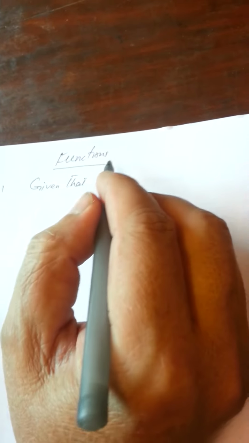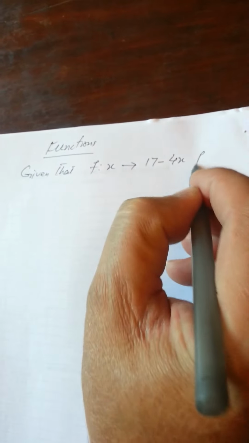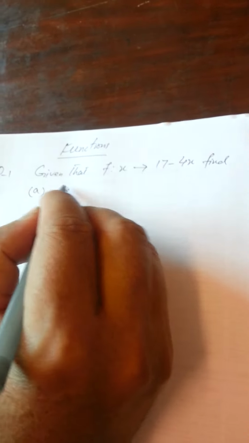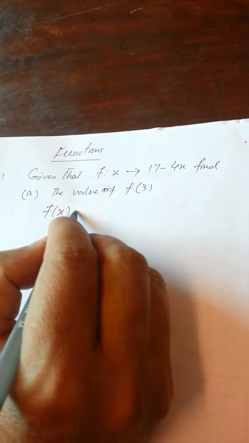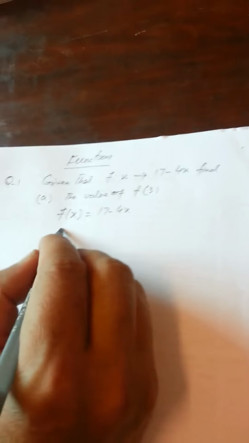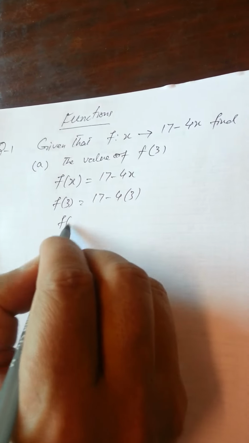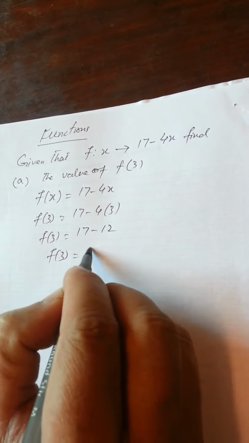Given that f: x maps to 17 minus 4x, find part A, the value of f of 3. I have the given relation, 17 minus 4x. Just replace this x with 3. So f of 3 is equal to 17 minus 4 into 3. F of 3 is equal to 17 minus 12. F of 3 is equal to 5.